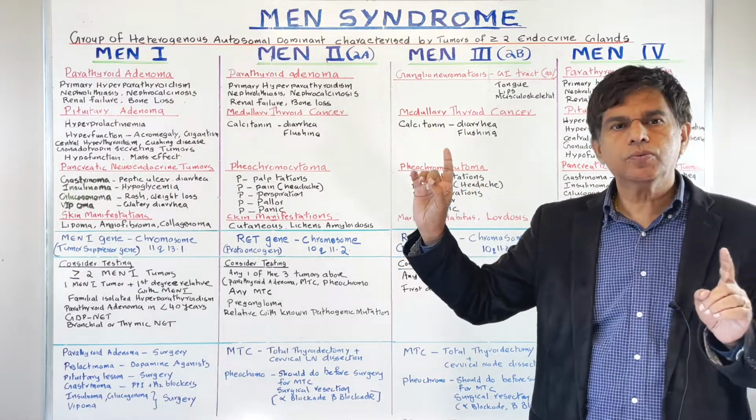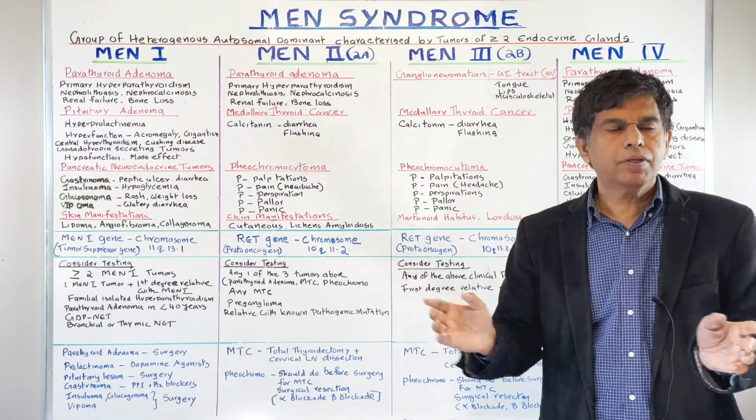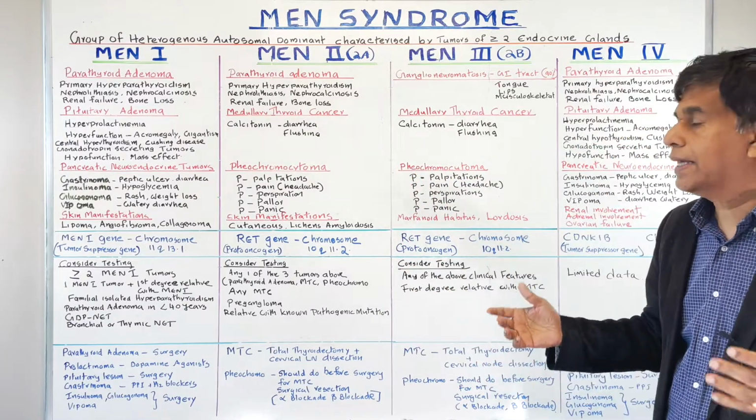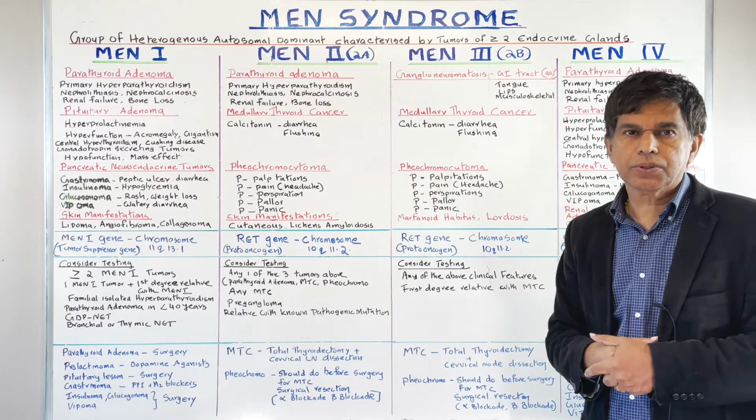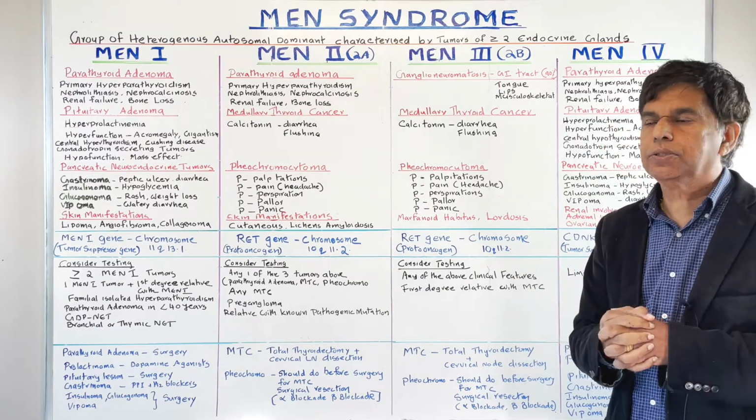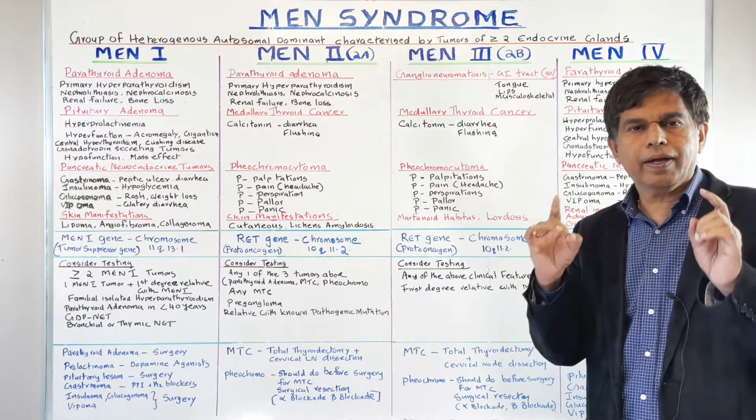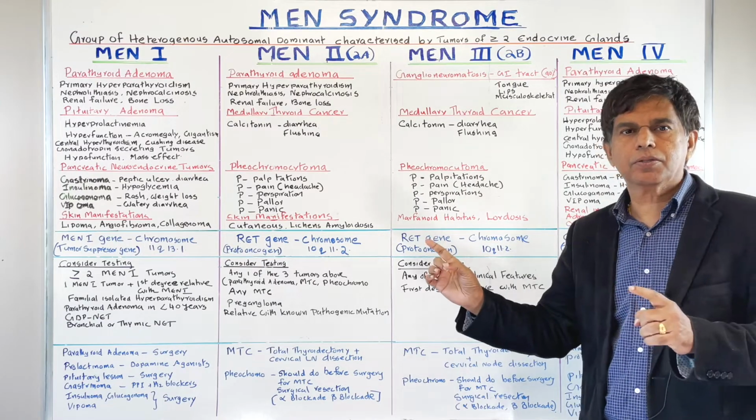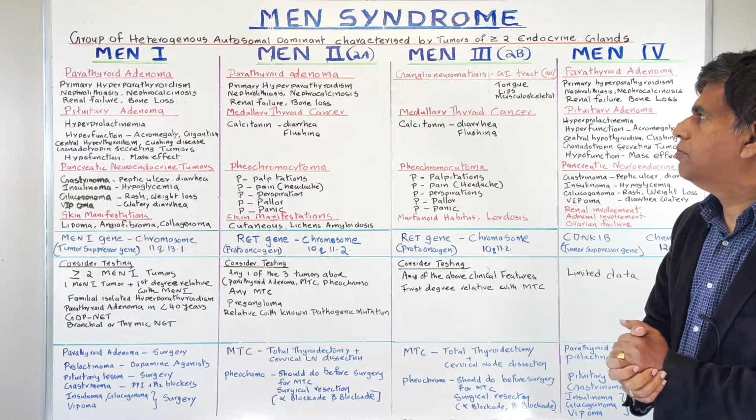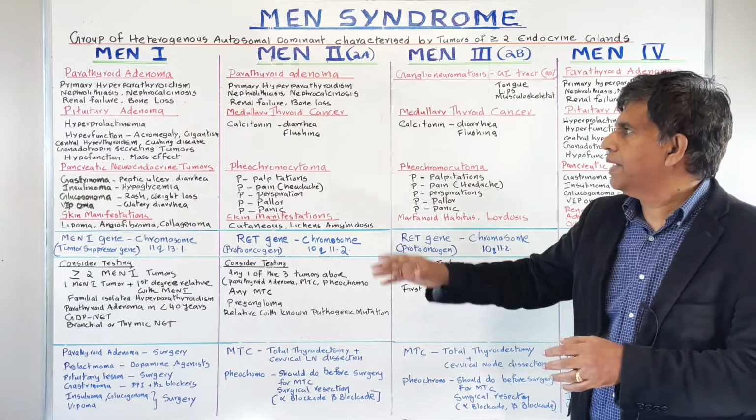Okay, now let's move on to MEN2. And again, we need to know the prevalence. What's the prevalence? MEN1, again, 1 in 25,000, right? MEN2 is more common. So if I remember something, I remember MEN2 more than anything else. Okay, now MEN2, what are the main 3 things in here?